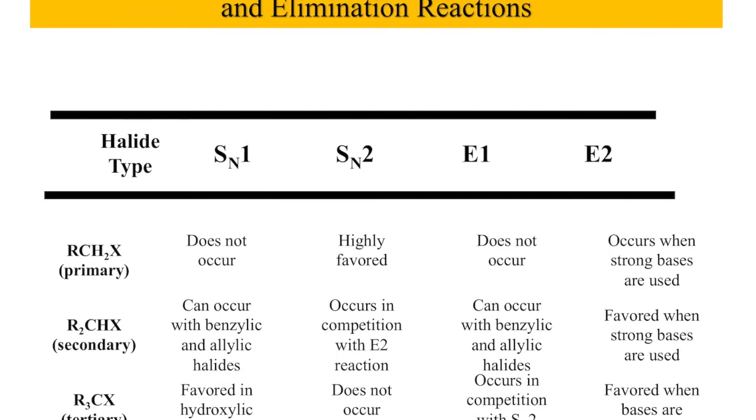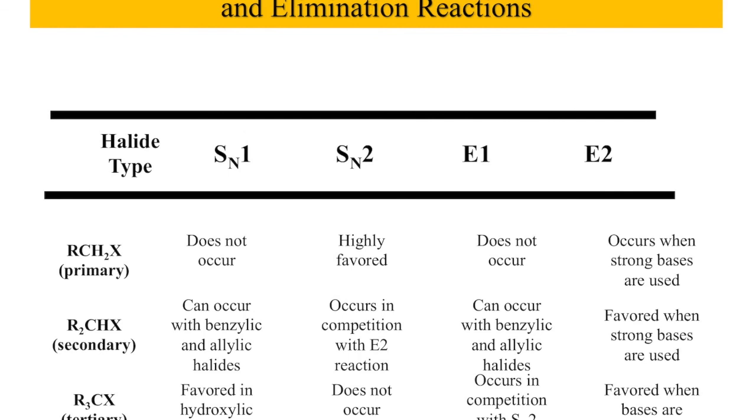Tertiary always favors SN1 and disfavors SN2, because tertiary is crowded, very complex, and doesn't allow everything to take place in one step as happens in SN2. But the tertiary allows the leaving group to leave the structure, creating a cation, then the base will attack on the opposite side or the same side.